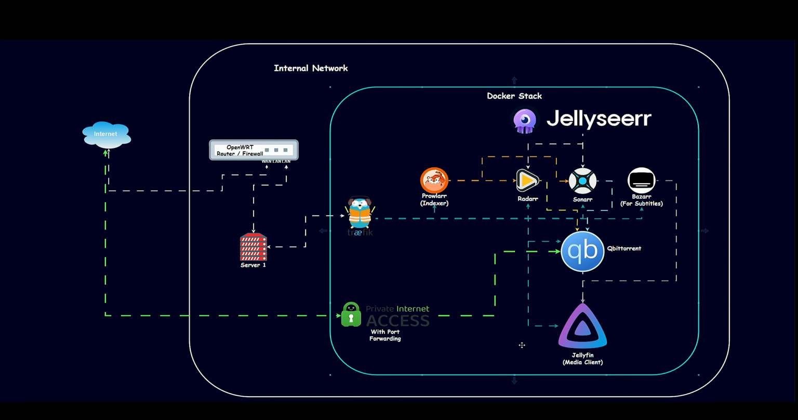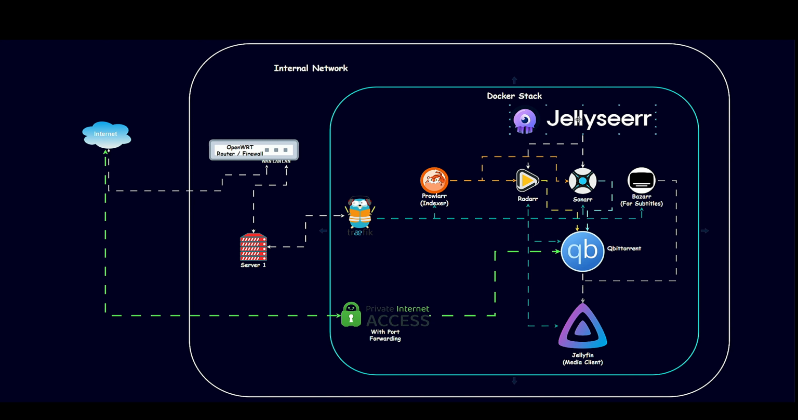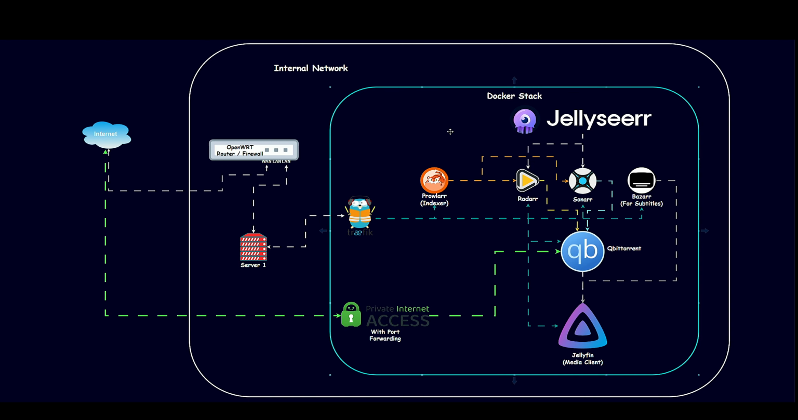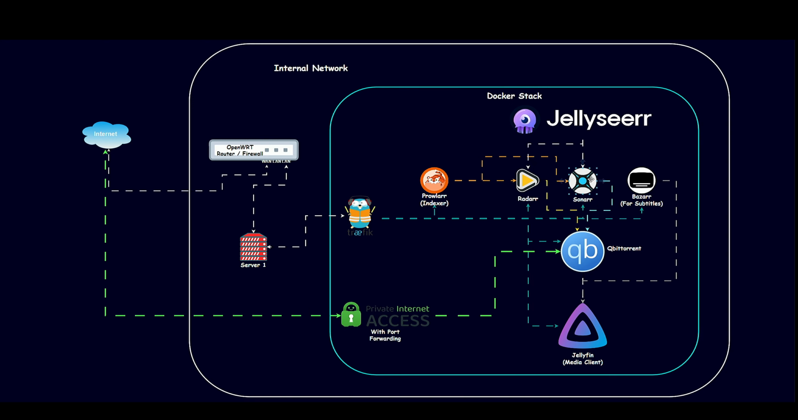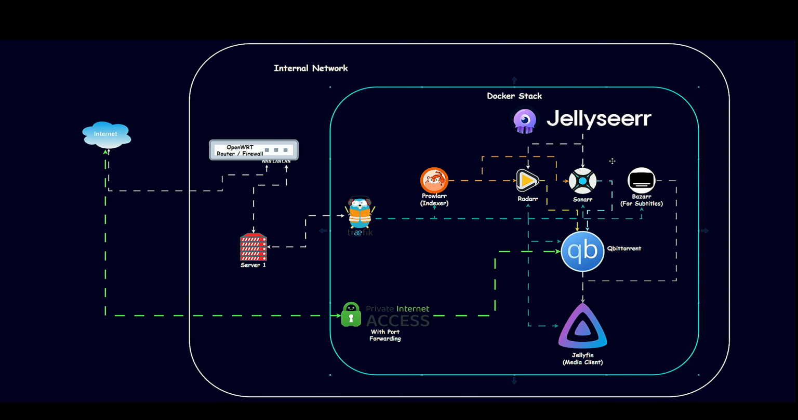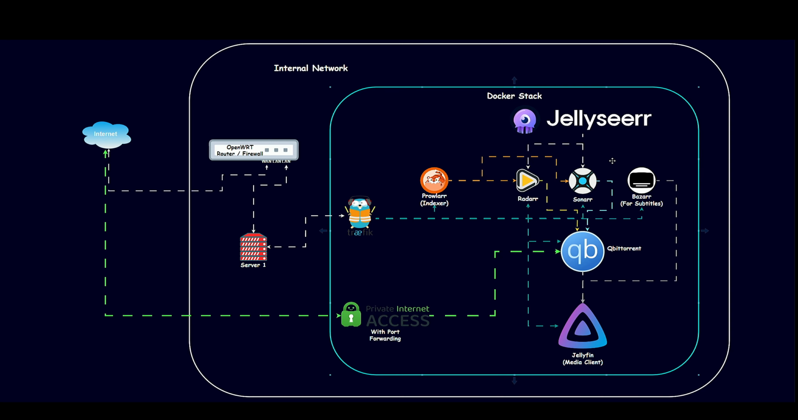So just to summarize it again, here is the Docker stack and Jellyseerr is present here. Jellyseerr is kind of a search engine for us where we can request content from a web UI. Once the request is added, it is forwarded to Radarr or Sonarr depending on the content, and Prowlarr helps them to find the requested content.